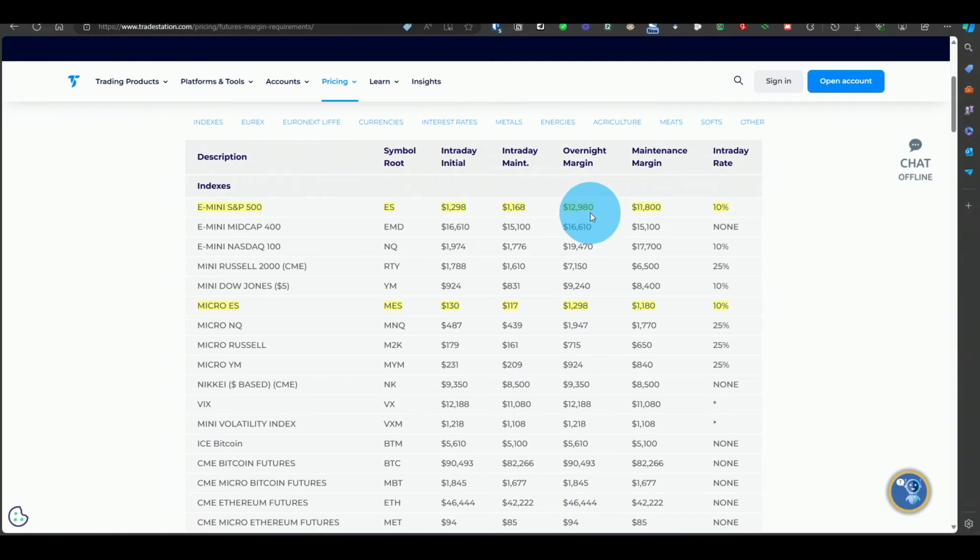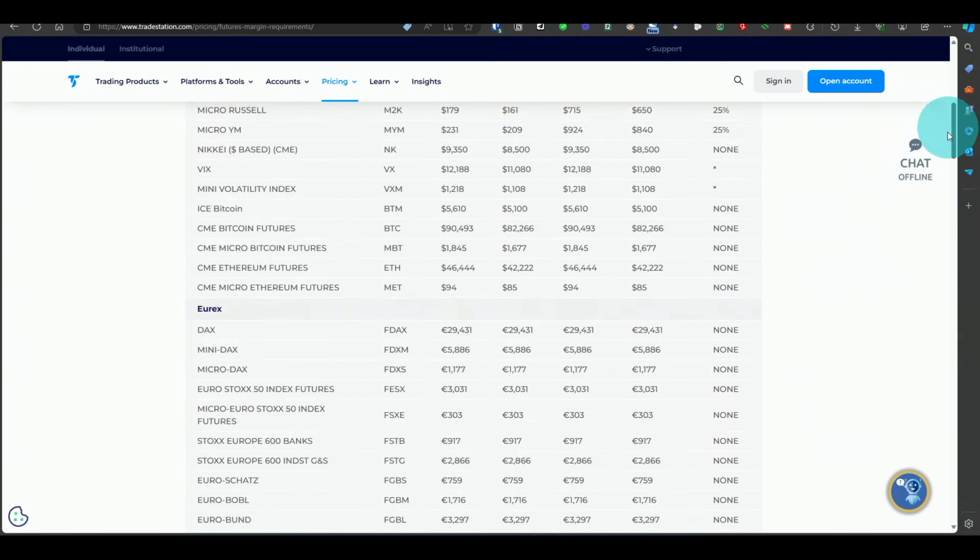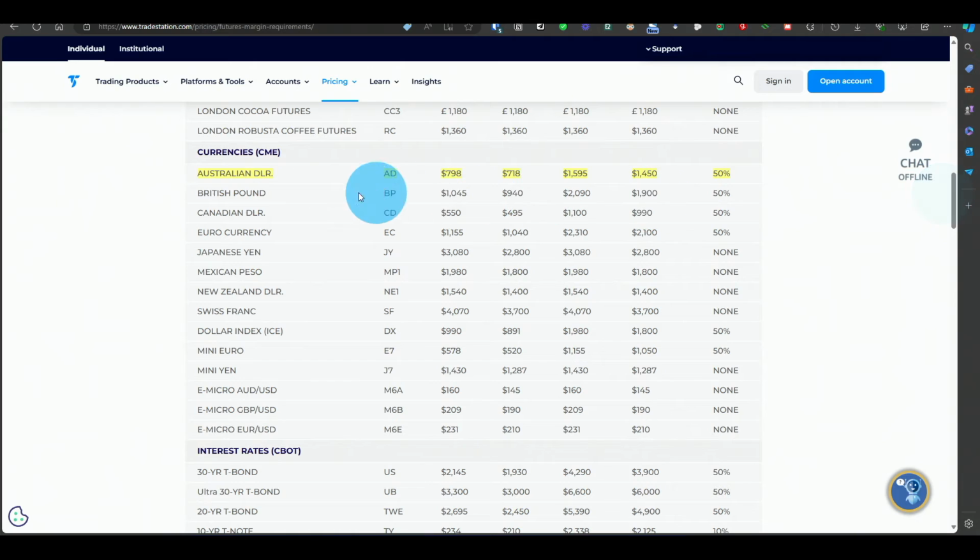But this is the requirement in June 2024. So it's about $13,000 to trade the S&P E-mini futures. Now the micro futures is 1/10 of the S&P E-mini. So that's why you see here the margin requirement is about 1,300. But now let's go down and let's see the Australian dollar. So the Australian dollar currently, at the same time, is about 1,600.